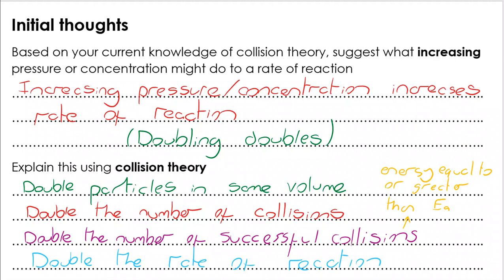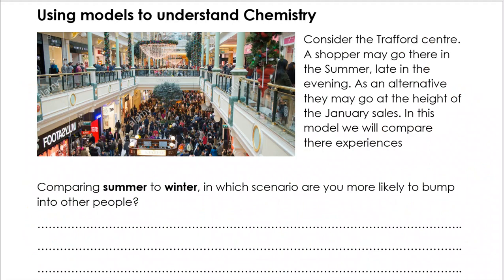So now let's look at a model that perhaps will help to explain this. Got a picture here of a shopping centre. It's a very busy shopping centre there at the moment. This is a shopping centre in Manchester. And you might consider going there on a late summer evening. Might be people outside in the sun, not very busy at all. And then you might go back again in the January sales. What will the experiences be like?